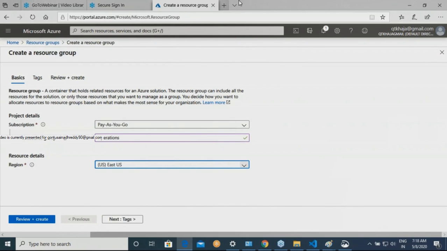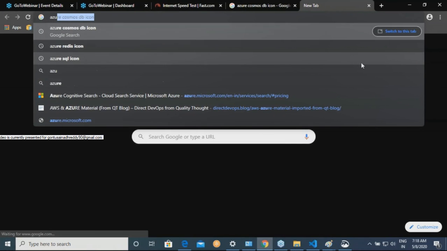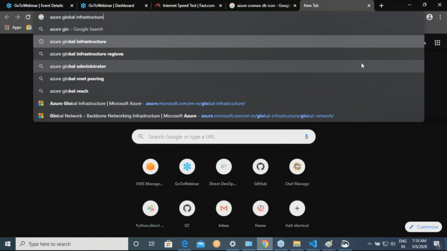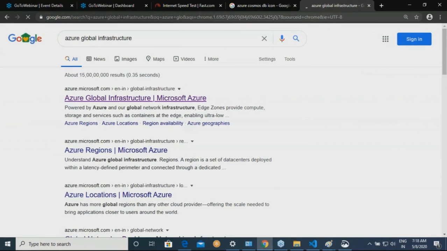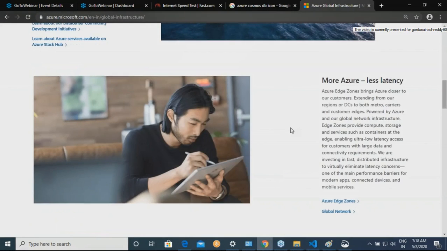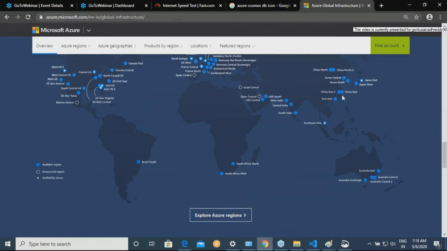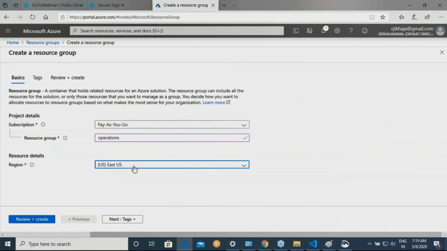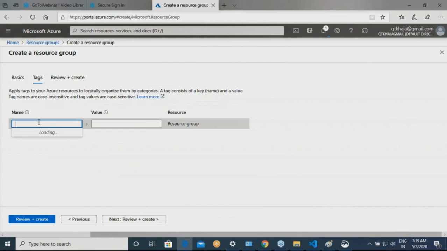Okay. And then I will select any region. Azure Global Infrastructure. I'll select any region. So out of this whole stuff, I can basically choose any region. All right. The choice is mine. So let me go with East US itself. Next.